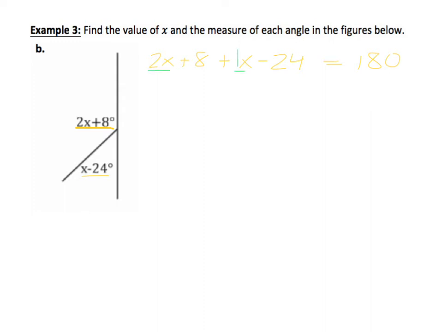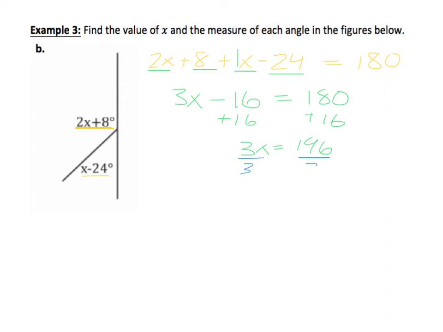2x and x would be 3x. 8 minus 24 is going to be negative 16. So 3x minus 16 equal 180. Let's add 16 on both sides to get 3x equal 196. And now when we divide by 3 here, we are going to get a decimal.